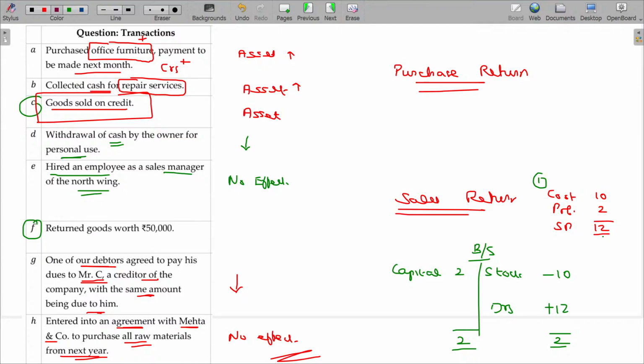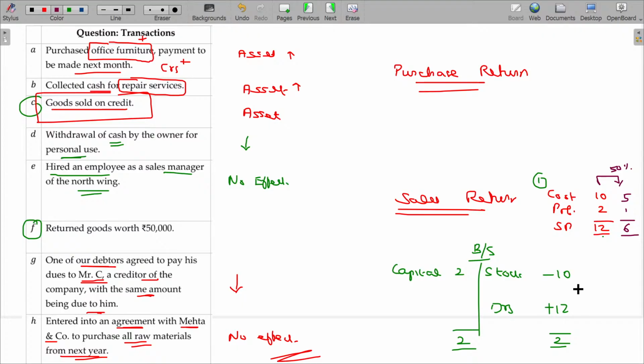Sometime later, he returns the goods. 50% of goods returned, sales return. 50% returned means 6 rupees will be the sales return. We know the real cost of that is 5 rupees. The profit for that is 1 rupee. Exactly 50%, right? Out of 2 items, 1 item is returned. So for 2 items, I got 2 rupees profit. As he returned 1 item, 1 rupee profit is now reduced.